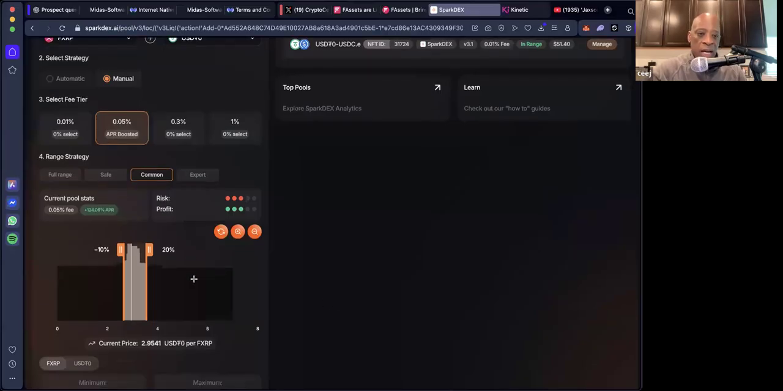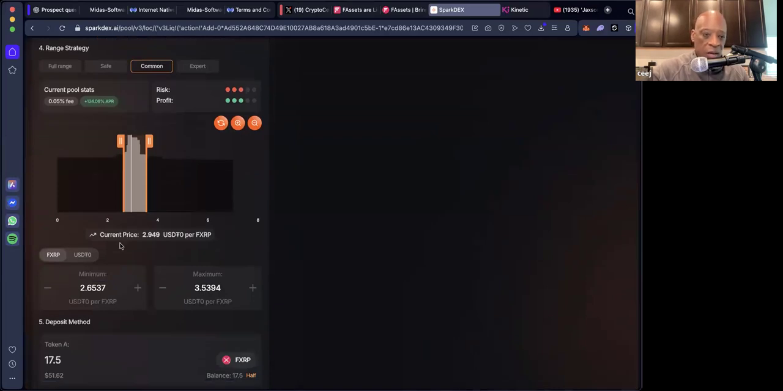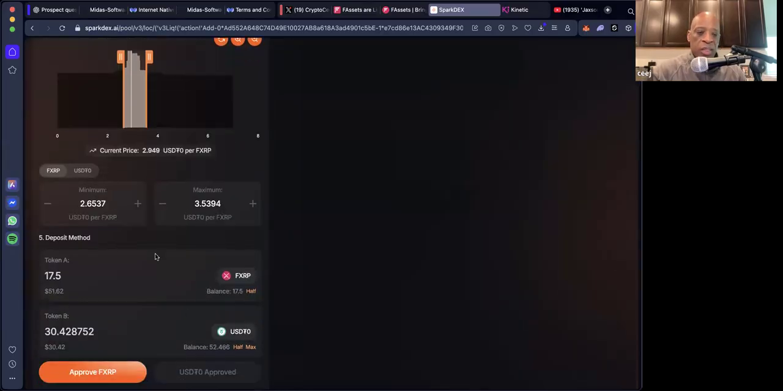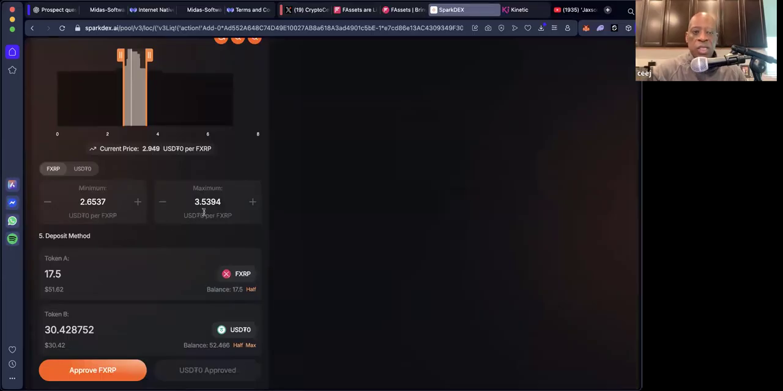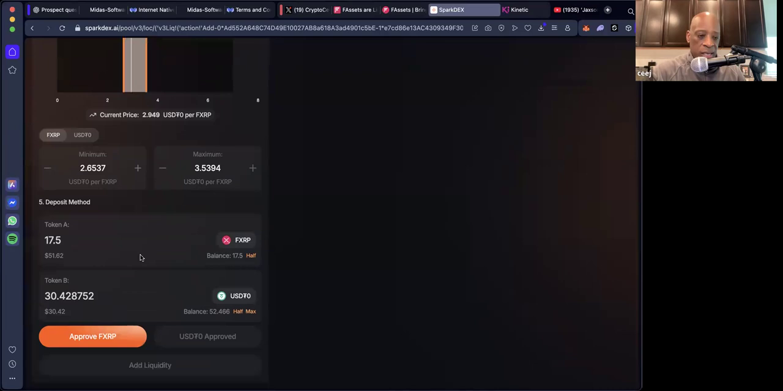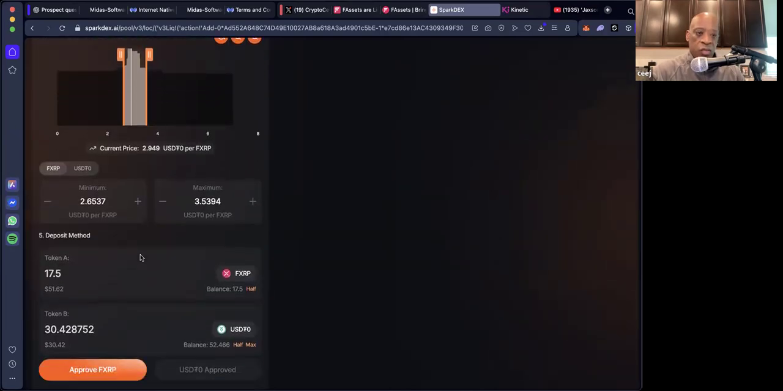So I am going to do common. I'm not going to do expert. I'm going to do common for now. 30% is pretty good, so I'm going to go with that. And down here, minimum USDT0 per FXRP, as these are the prices: $2.65 to $3.50. So minimum $2 and something for FXRP, which is the price of XRP, up to $3.53. That is the range, and for me right now, that's a really, really good range.